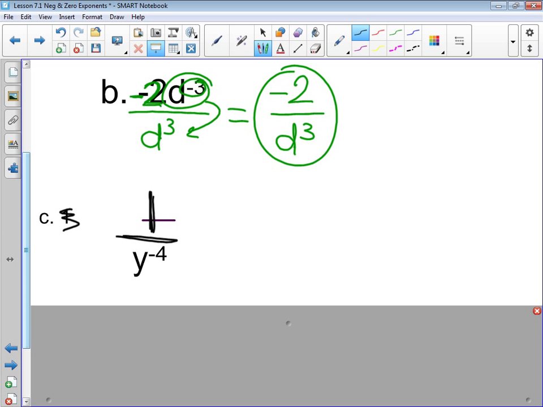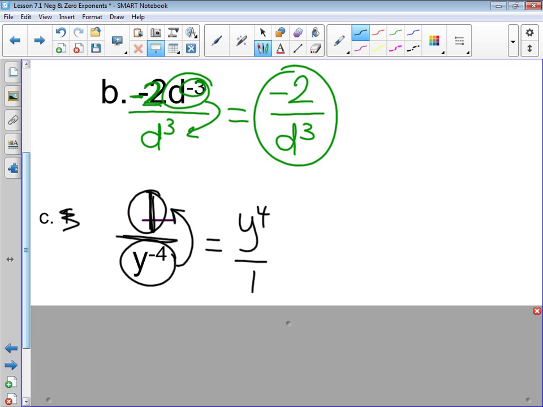And in this problem, I have a variable that has a negative exponent, and it's on the bottom. So the only way I can change the sign of the variable or change the sign of the exponent on the variable is to move it, either from the bottom to the top or the top to the bottom. So I'm going to move this up to the top, and it becomes y to the positive fourth. What's left on the bottom? Just 1.